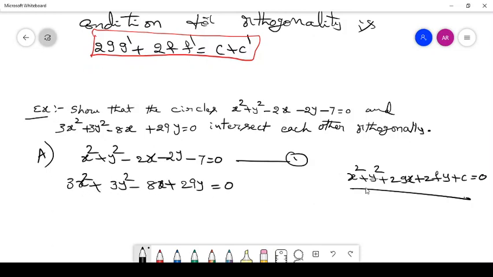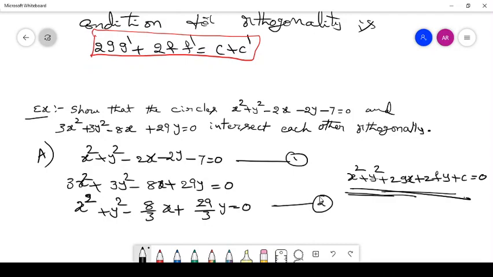To bring it to this form, you have to divide every term by 3. And this equation becomes x square plus y square minus 8 by 3 x plus 29 by 3 y is equal to 0. This is in the form of the general equation of the circle, x square plus y square plus 2gx plus 2fy plus c is equal to 0. Take this as the second equation.